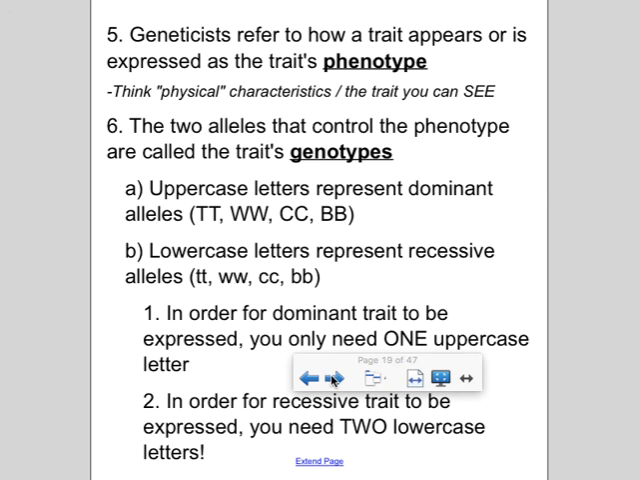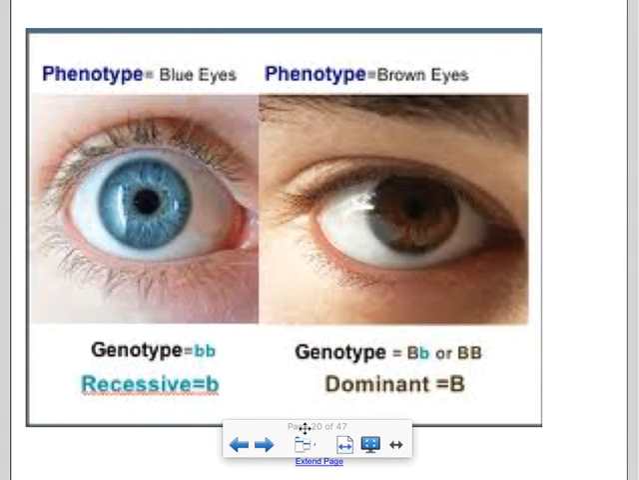So here's a diagram showing the phenotype. Blue eyes. You can see that characteristic. Over here, brown eyes. You can see that characteristic. But what you don't see are the letters. You look at someone with blue eyes and you don't say, oh, I see the little b, little b. No, you can't see that.